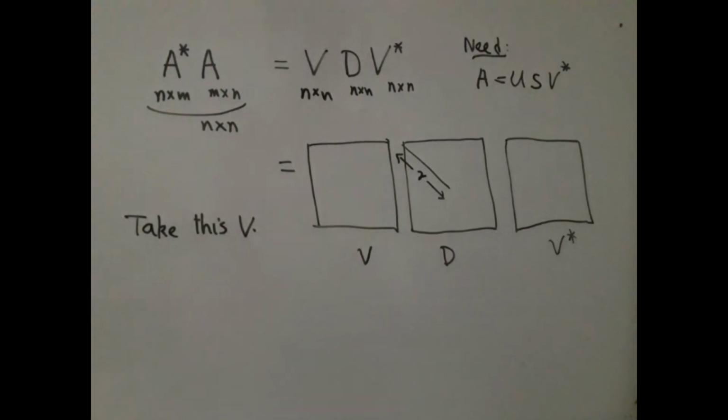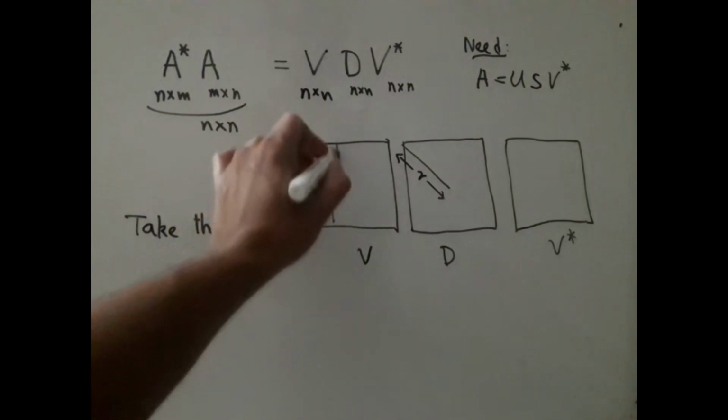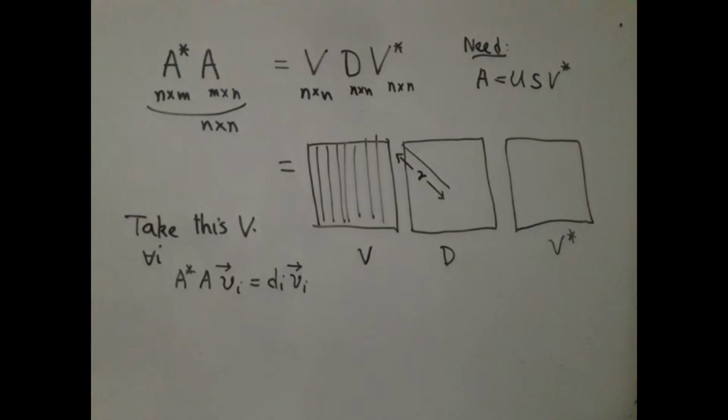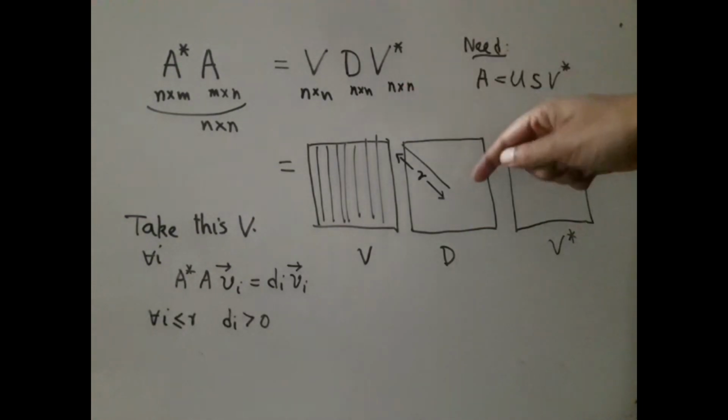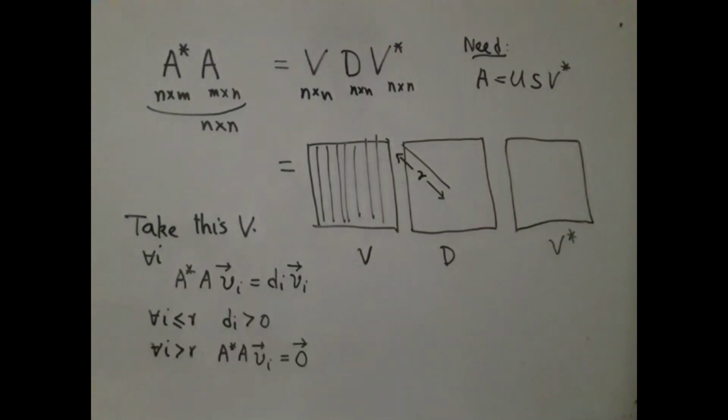Now a couple of points are to be noted here. If I consider the columns of V as V1 to Vn, then I know that for all i, A star A Vi is di Vi, which basically says that this is the eigenvector corresponding to di. We have also said that for all i less than or equal to R, the di's are strictly positive, the remaining di's being equal to 0. So for i greater than R, A star A Vi is equal to di times Vi, but di is 0 here, so I have only 0.